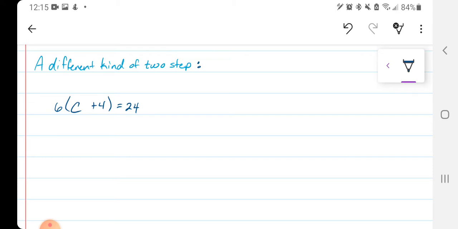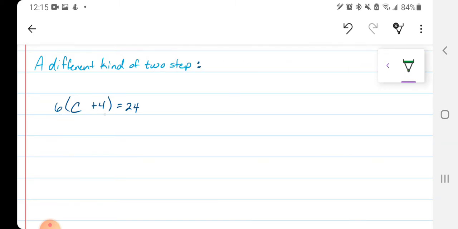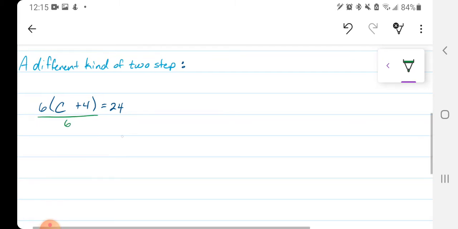So anyway, I want you to see another kind of two-step equation. Okay, this is going to be two steps, but you're going to do something different. Do you see how this 6 is being multiplied by the c plus 4? Well, instead of doing the distributive property, you could actually just go ahead and divide it right now. You could just say the opposite of 6 times all of this would be 6 divided by all of this. So we're going to divide by 6 on this side and divide by 6 on that side.